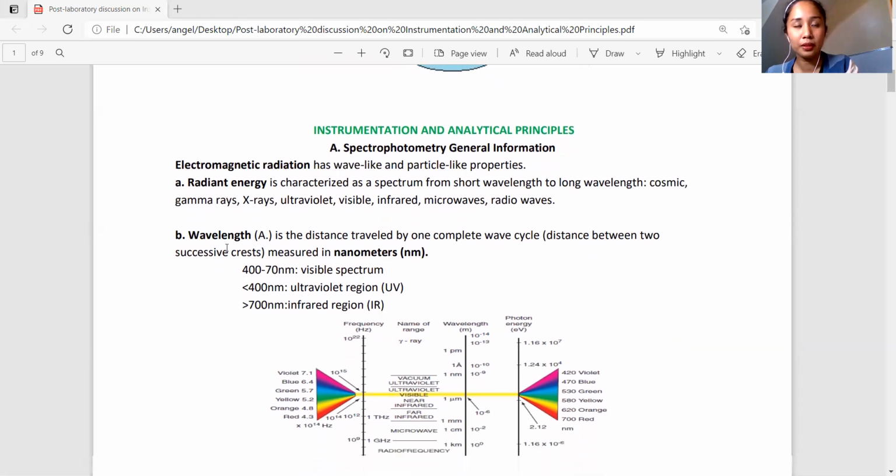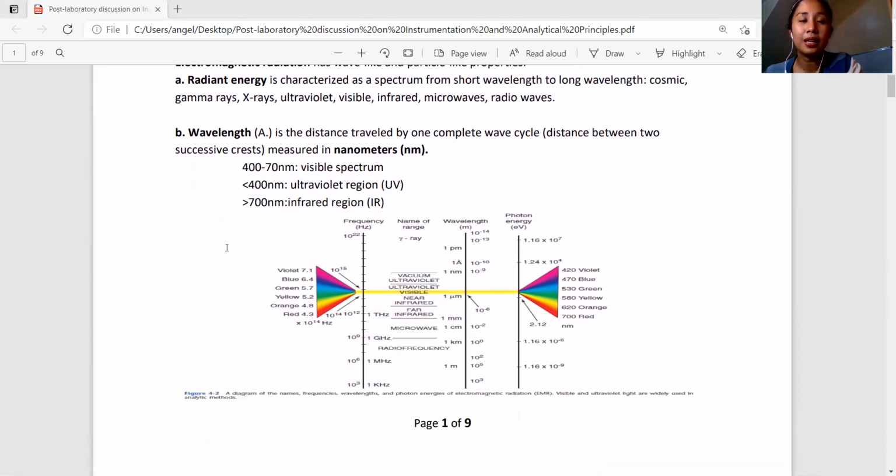So class, this light or electromagnetic radiation has wavelength. If we're going to use a spectrophotometer and a test reagent, the process will require a specific wavelength. The wavelength is actually already set by the manufacturer. So our role as medtech is to follow the wavelength recommended by the manufacturer for the reagent.